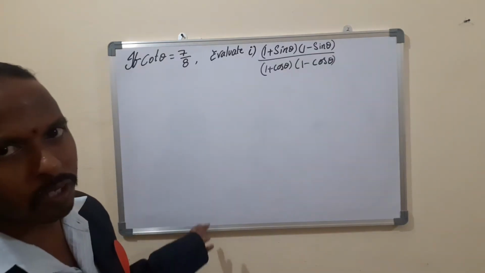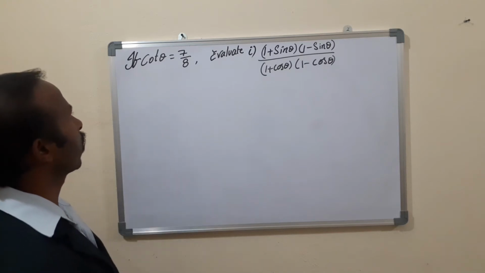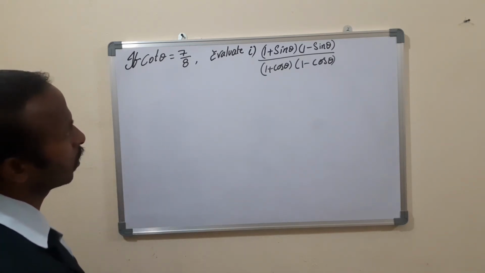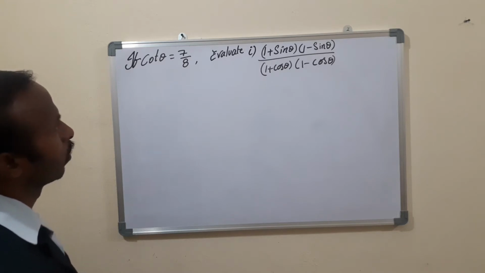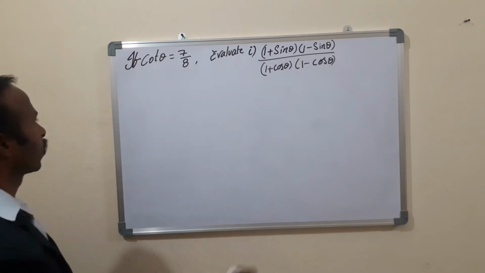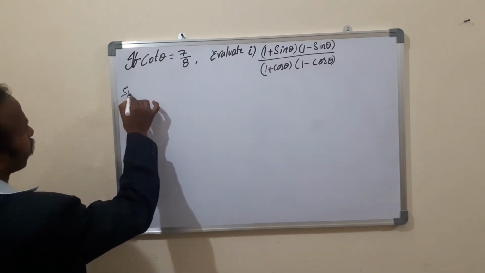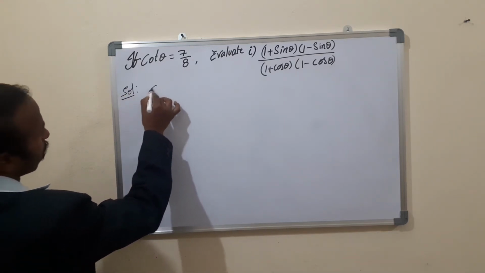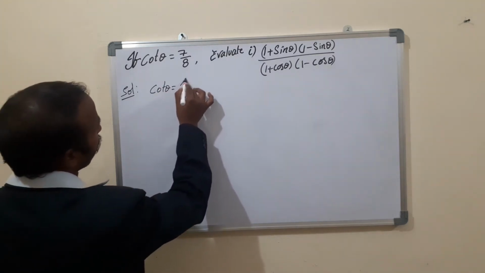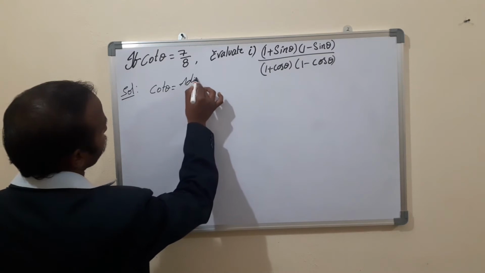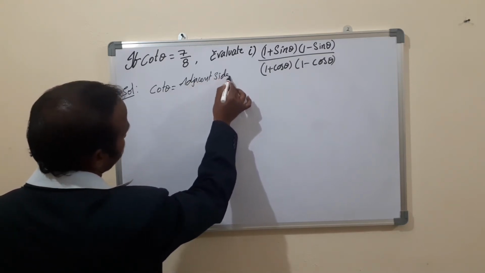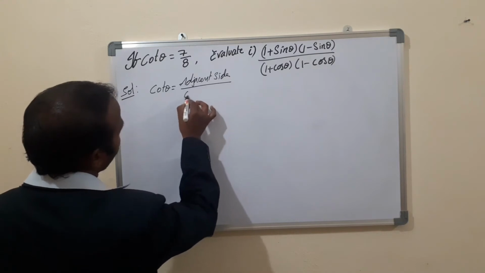Now we'll see the next question. It is on the screen. If cot theta equal to 7 by 8, evaluate (1 plus sin theta)(1 minus sin theta) by (1 plus cos theta)(1 minus cos theta). Solution. Cot theta in terms of sides is adjacent side by opposite side.